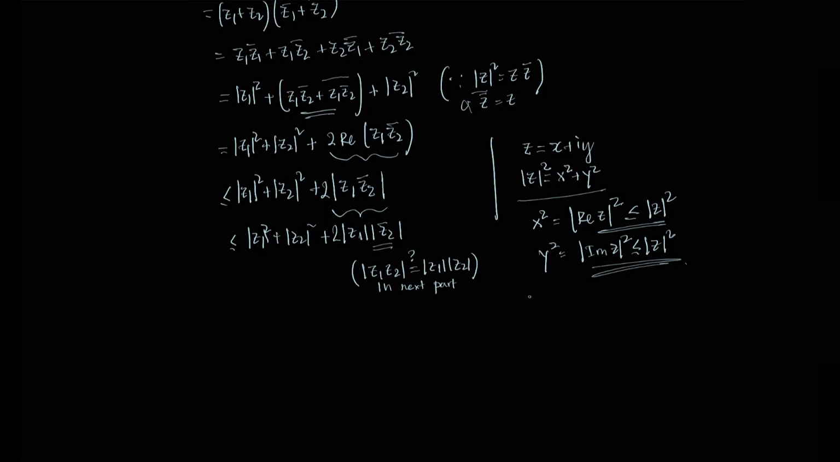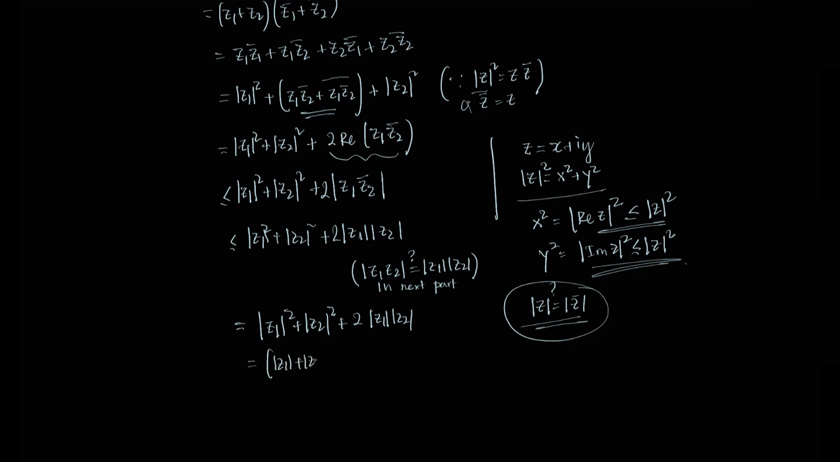Now what is mod z2 bar? Mod z and mod z bar are essentially the exact same thing. You can check this, very simple. So I can write it like this: this is nothing but mod z1 square plus mod z2 square, this is what I get here, plus 2 mod z1 mod z2, which is nothing but mod z1 plus mod z2, the square of that. So therefore, what do we get? Mod z1 plus z2 is dominated by mod z1 plus mod z2, which is the triangle inequality. So this is what we need to show.